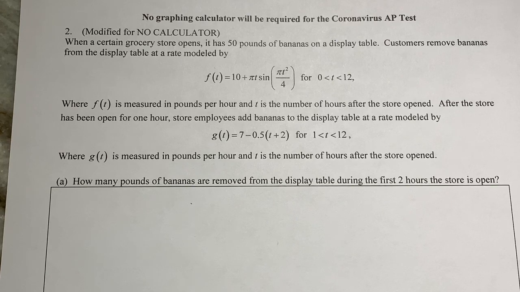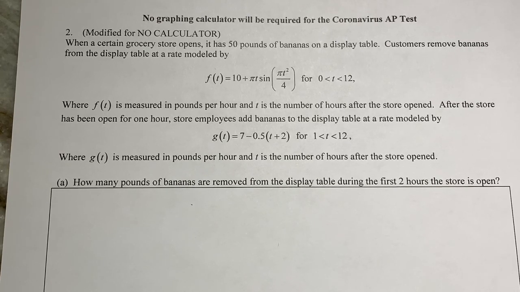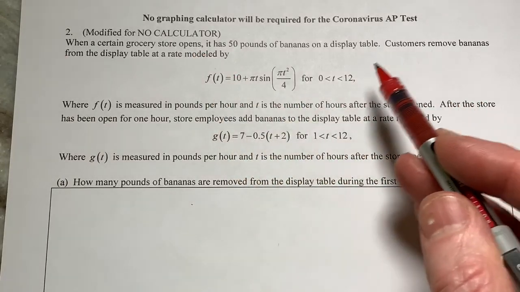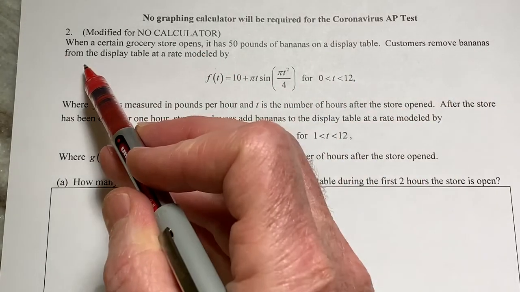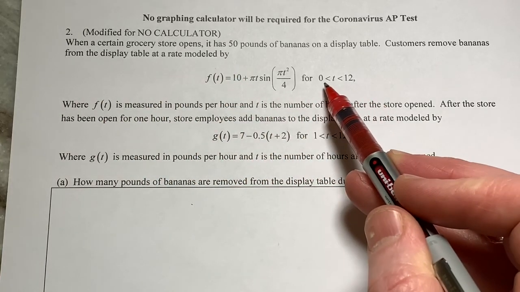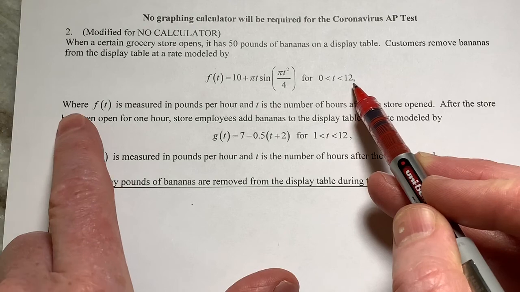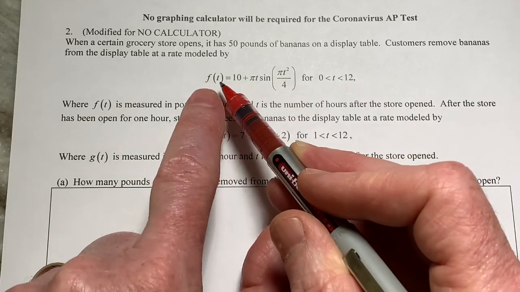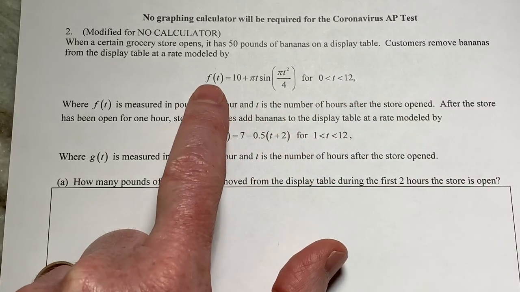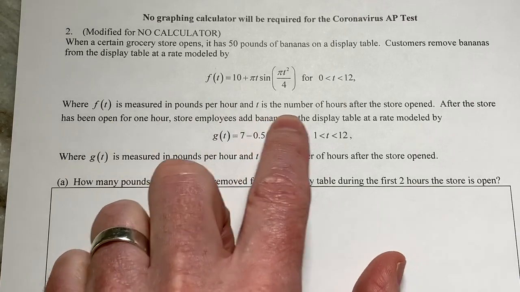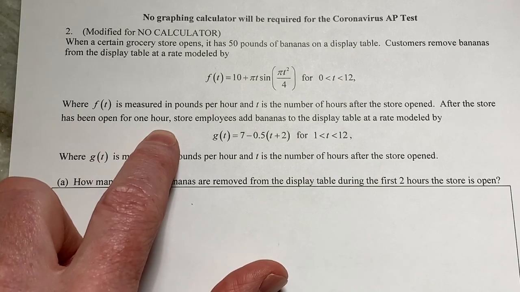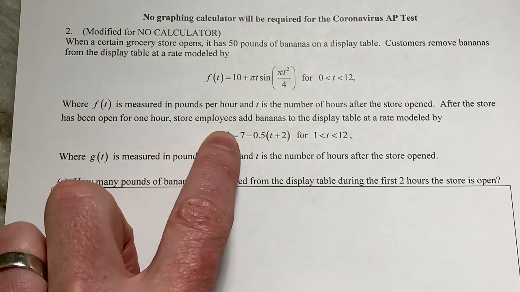Anyway, it says when a certain grocery store opens, there are 50 pounds of bananas on a display table. So you've got a table, there's 50 pounds of bananas on it when it opens, so at time 0. And then it says customers are removing bananas from the table at a rate modeled by this function for the next 12 hours, and F is measured in pounds per hour. T is the number of hours after the store opened. It said once the store has been open for an hour, store employees begin adding bananas back.